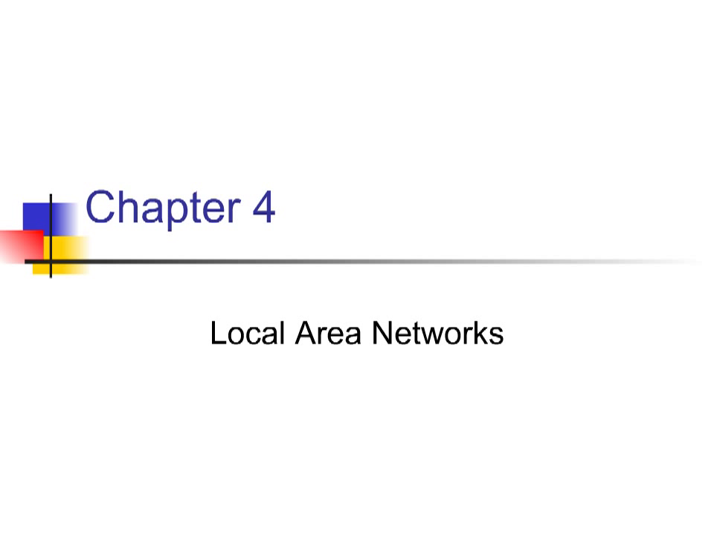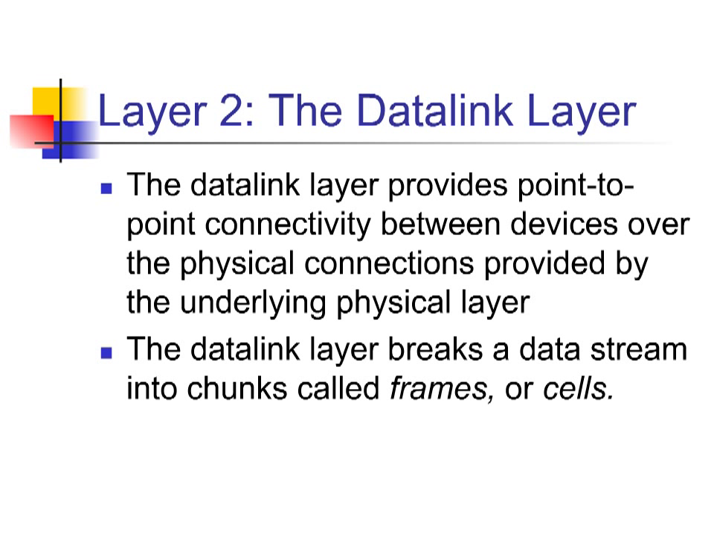In Chapter 4, we'll be taking a look at local area networks, also known as LANs. Local area network architectures are determined by Layer 2 of the OSI model, which is the data link layer. The data link layer provides point-to-point connectivity between devices over a physical connection that's provided by the underlying physical layer.